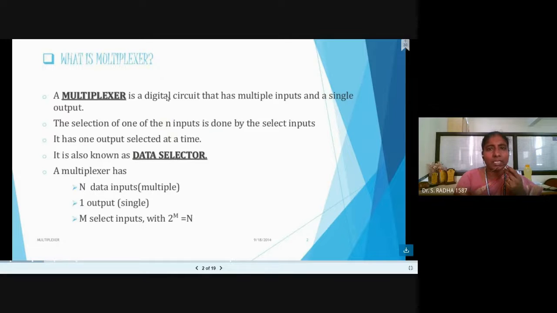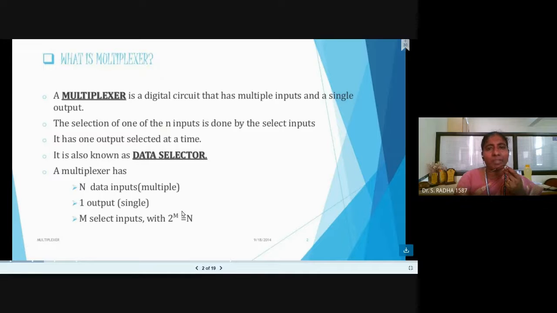It is a digital circuit having multiple inputs and single output. Okay, multiple inputs, single output, and it is a digital circuit. You can give any number of inputs, but output should be only one. Based on number of inputs, you have to give the selection line. So three things are important in multiplexer: how many input lines and how many selection lines. Okay, if the input is n, then n equals 2 power m, where m is the number of selection lines.